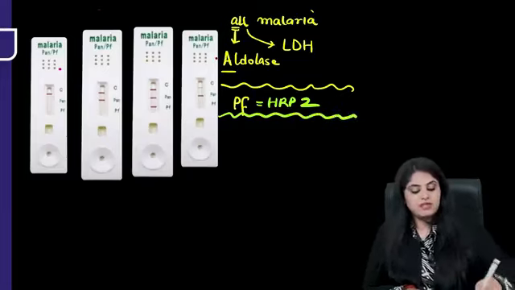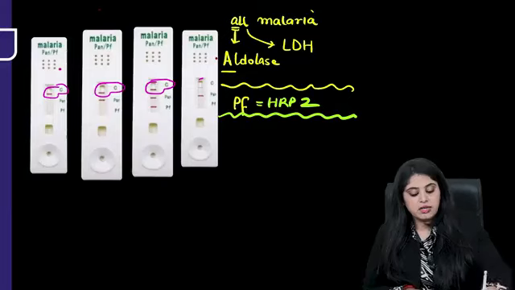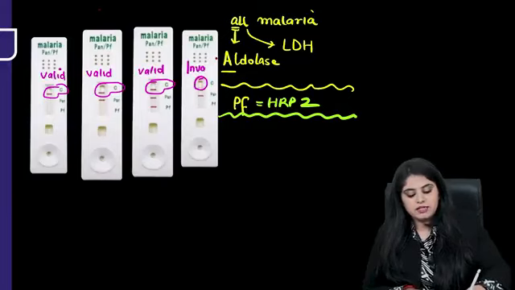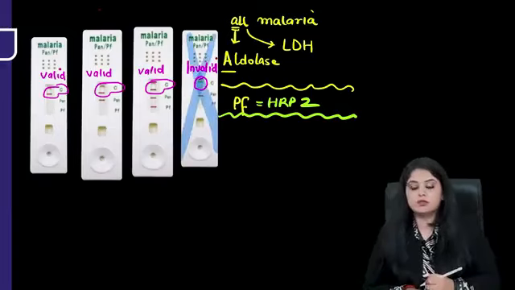So tell me something. First, when you look at these, the first thing to notice is the control line. Ma'am, the control line should be there. If the control line is there, this means it's a valid test. So yes, I will be reading these 3 cards. But over here, the control line is not there. This is an invalid test. Please do not read this. Discard it. Don't give the diagnosis.